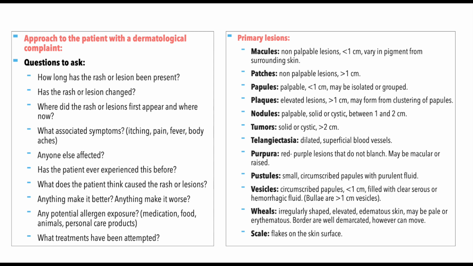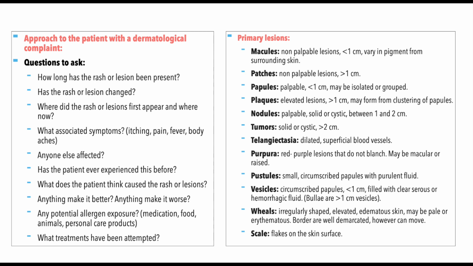Telangiectasia is dilated superficial blood vessels. Purpura is red or purple lesions that do not blanch. They can be macular or raised. Pustules are small, circumscribed papules with purulent fluid. Vesicles are circumscribed papules less than 1 centimeter, filled with clear serous or hemorrhagic fluid. And then bullae are vesicles greater than 1 centimeter.